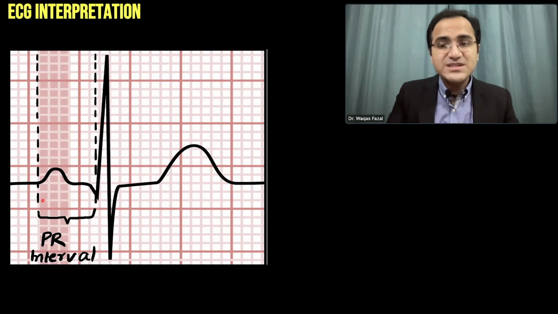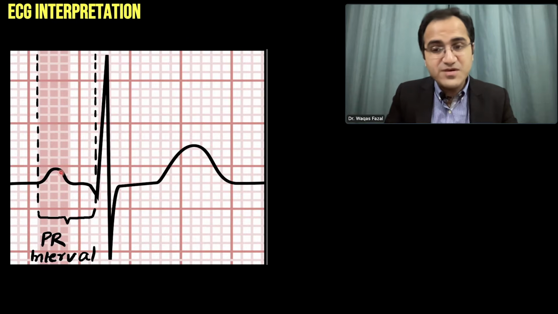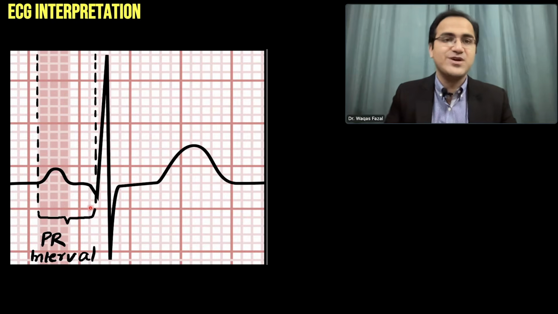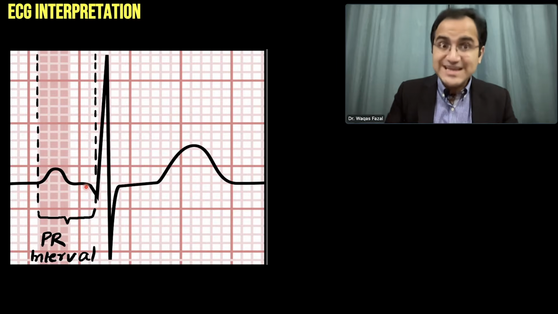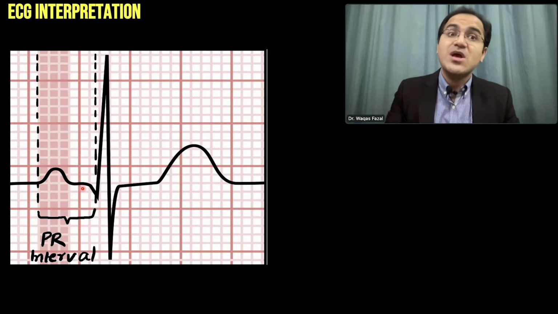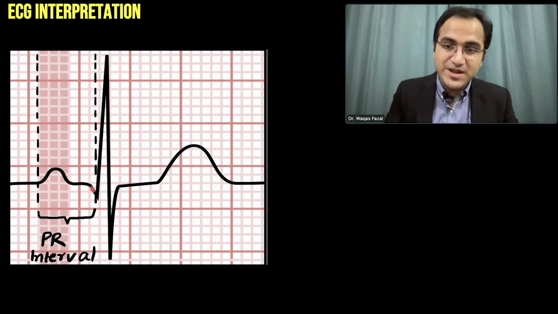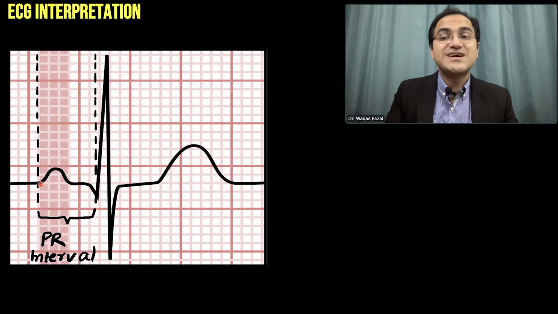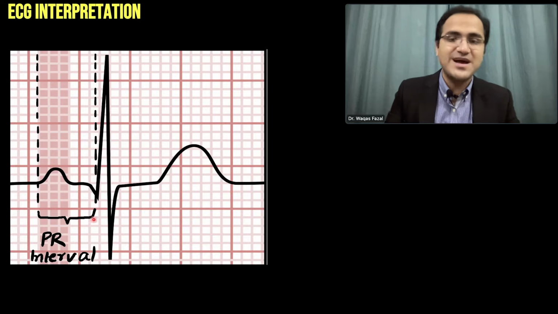Now coming to PR interval. PR interval begins from the start of P wave to the start of R wave. That is the PR interval. Remember, interval has the waves and lines in it. Segment, on the other hand, is only the line. If someone talks to you about PR segment, segment starts from here and it ends over here. And PR interval starts from the start of P wave to the start of R wave. That is the PR interval.